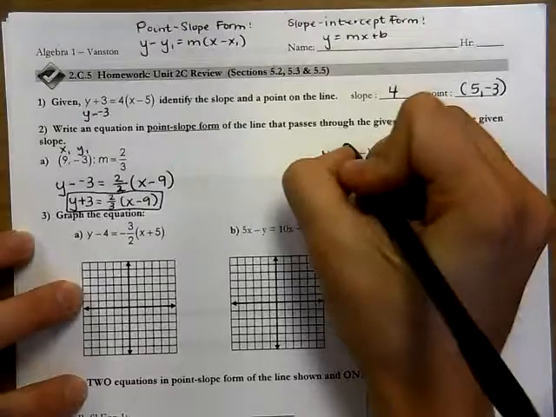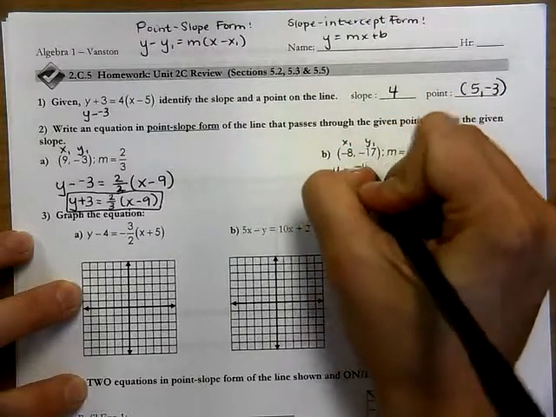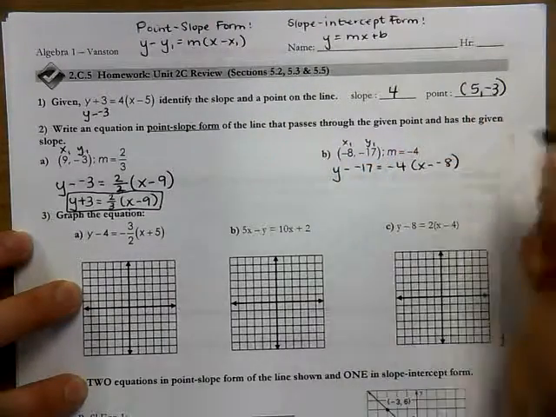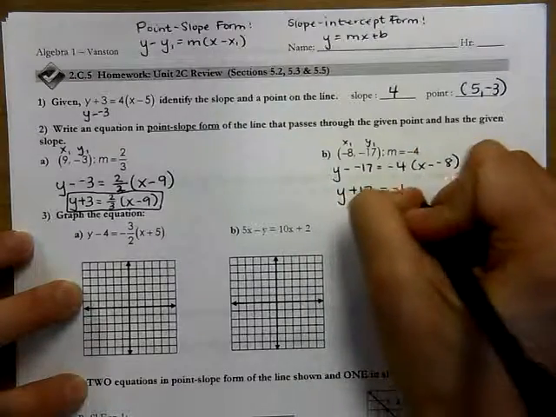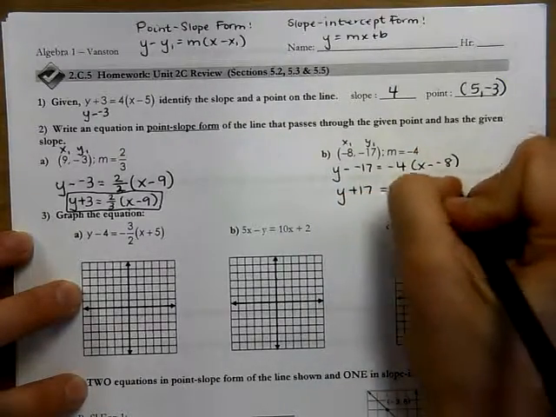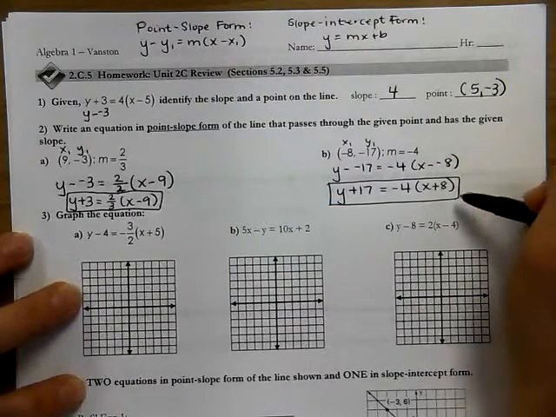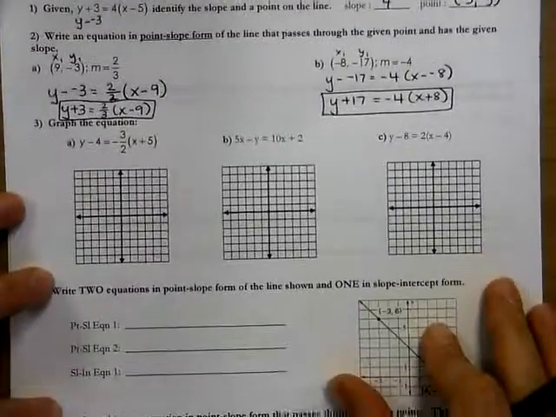Over here, again, my x1, y1, and my slope: y minus y1 equals the slope times x minus x1. But I'm not going to write minus a negative. I'll do y plus 17 equals negative 4 times x plus 8. And if you want to jump right to this equation with the plus, you can absolutely do that. I just wanted to show where that plus really came from.